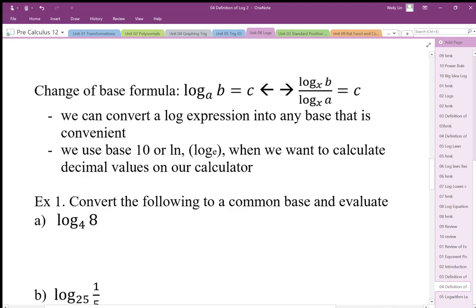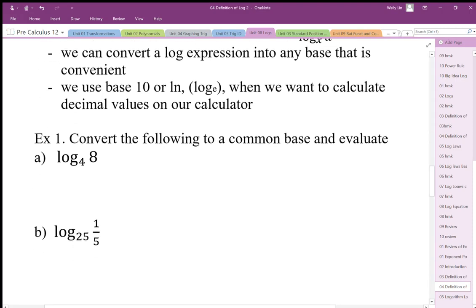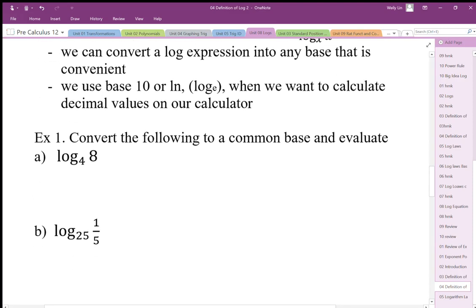Okay, so we're going to change it to a nice base. This base 4 and the argument 8 are not quite compatible, although there is a related base that we could use. And the related base is base 2.